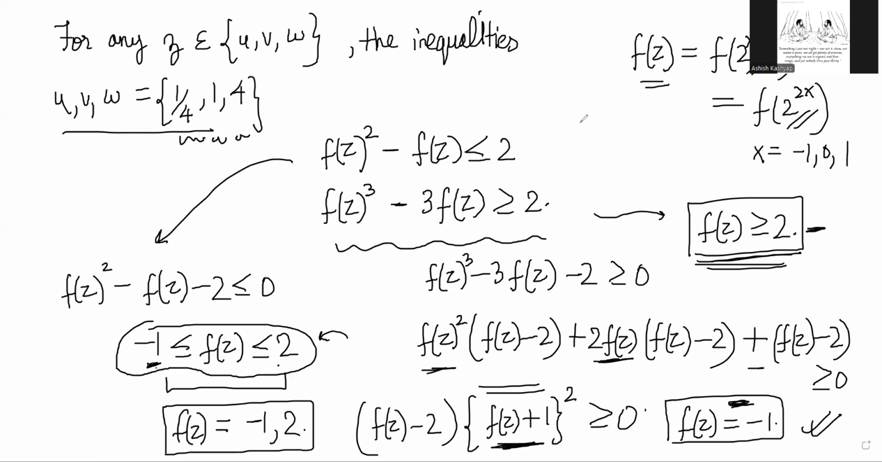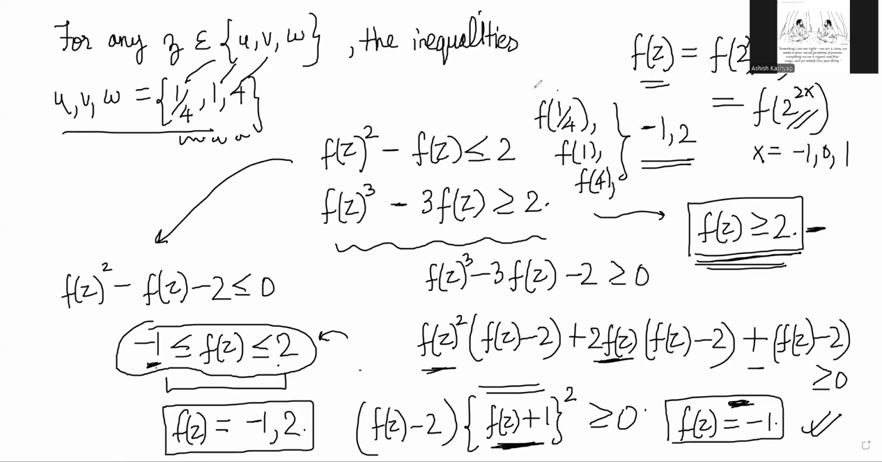So f of z could be minus 1 and 2. Now, if f of z is minus 1 and 2, then we know that f of 1 by 4, z represented what? Z represented the inputs 1 by 4, 1 and 4. So f of 1 by 4, f of 1 and f of 4, all three of them can take only two values, minus 1 and 2, right? F of z has to be either minus 1 or 2. So this immediately implies that three values of the function are going to map to only two outputs, right?